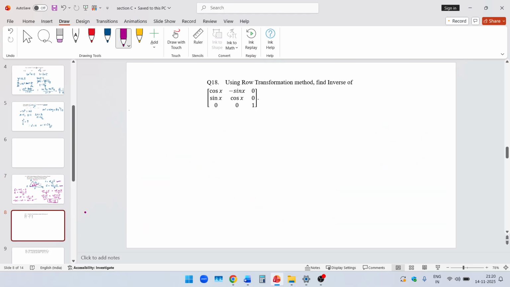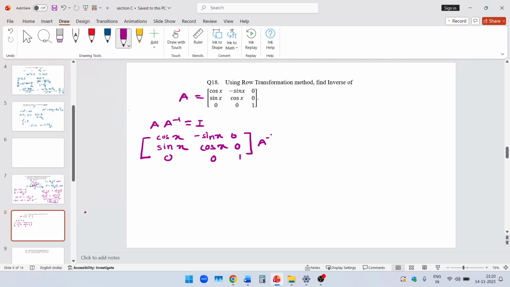Next question. Okay, for this question you first need to remember the row transformation method. For that you need to remember this formula: A into A inverse is equal to I. Now let us say this is A, so I can write this as the matrix cos x, minus sin x, 0; sin x, cos x, 0; 0, 0, 1, multiplied by A inverse is equal to the identity matrix 1, 0, 0; 0, 1, 0; 0, 0, 1.